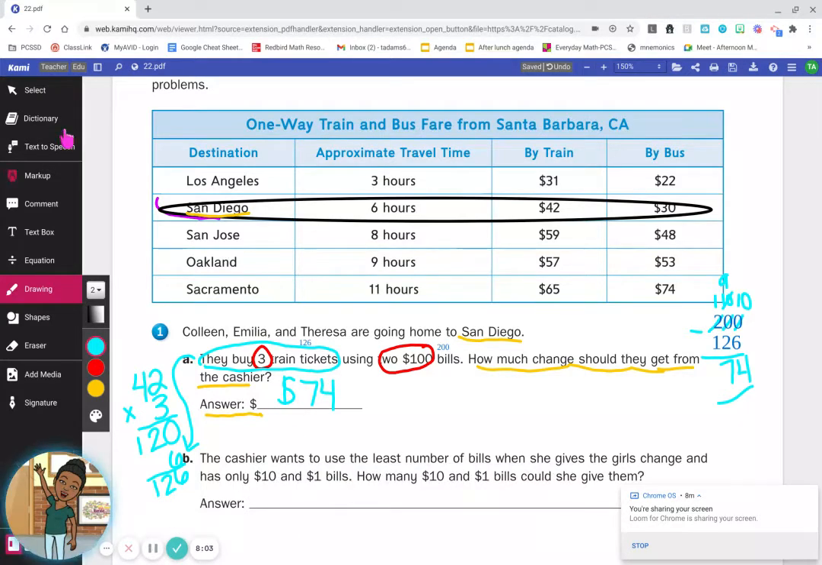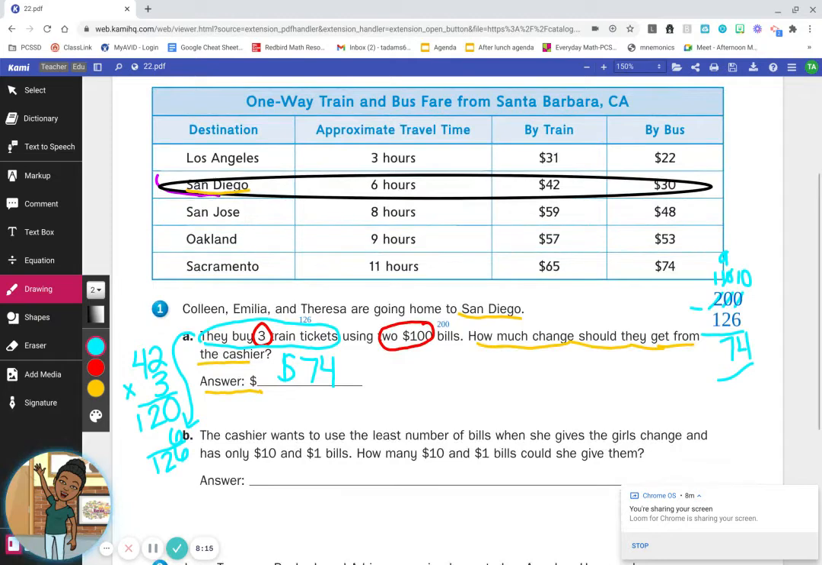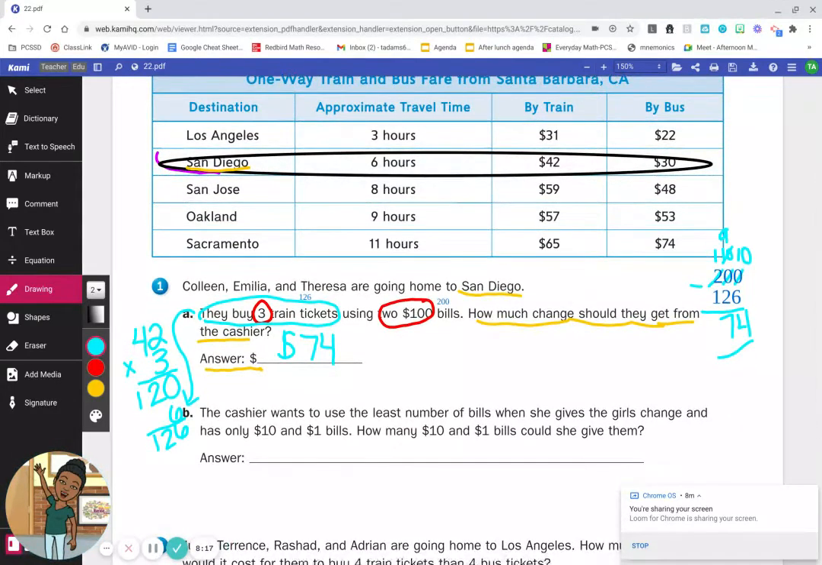Now is a good time to pause this video. But as you pause it and you're rereading the problem, really pay attention to how much we broke the word problem down. We looked at every part to make sure that each question was answered. Okay, let's go to part B.